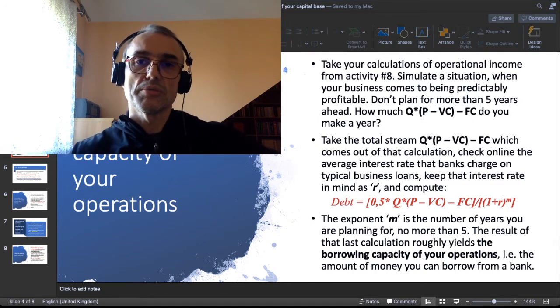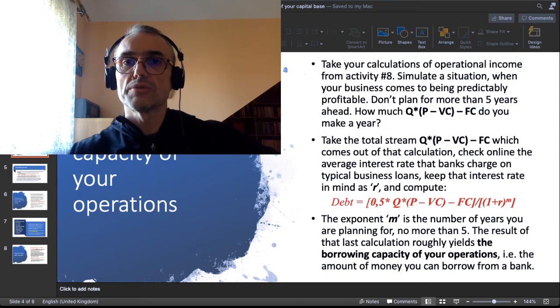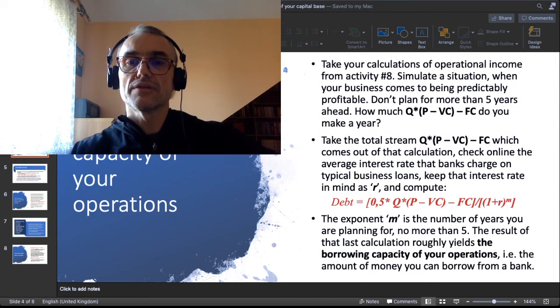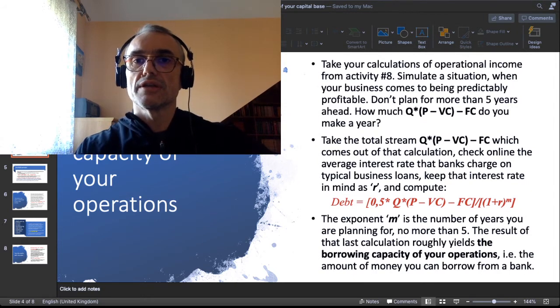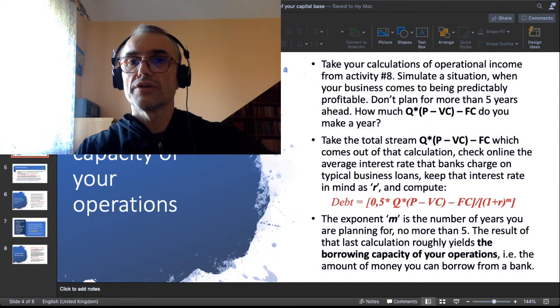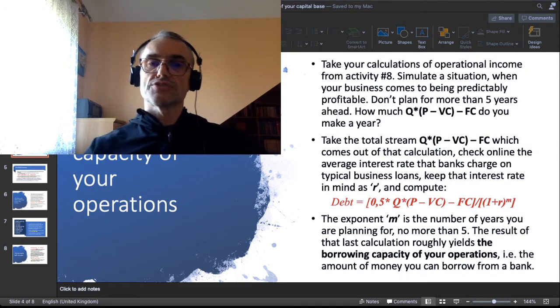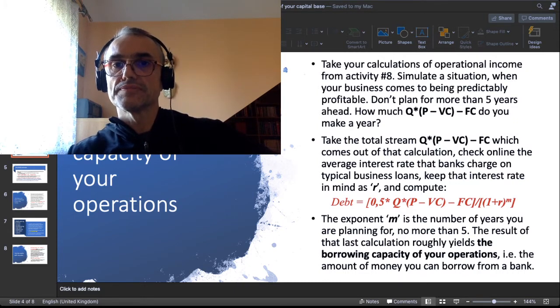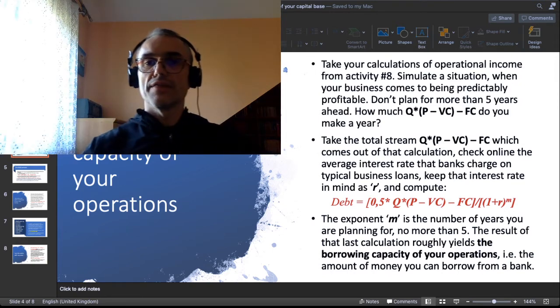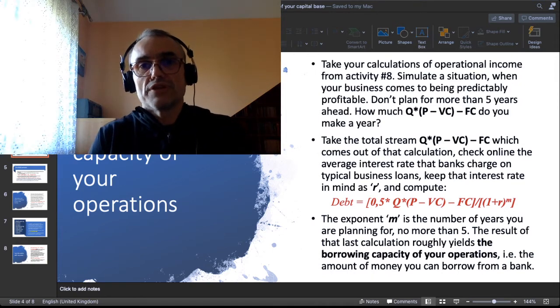Simulate a situation, or imagine a situation, when your business becomes predictably profitable, and then calculate the operational income given in that formula here: Q, quantity, multiplied by price minus unitary variable cost, minus fixed costs. Take the total stream of that operational income and then take like the half of it, 50%.